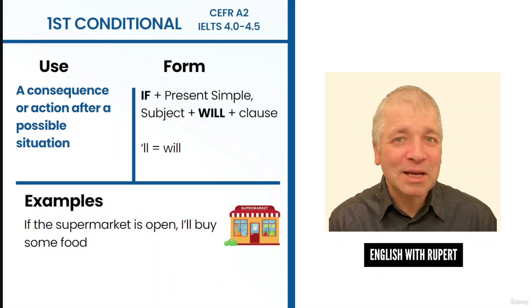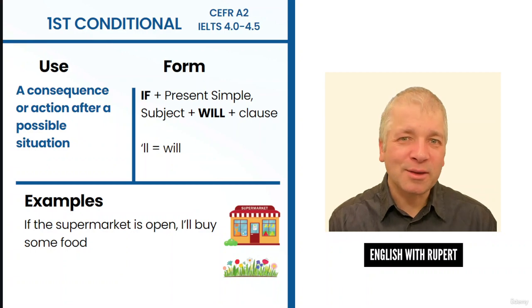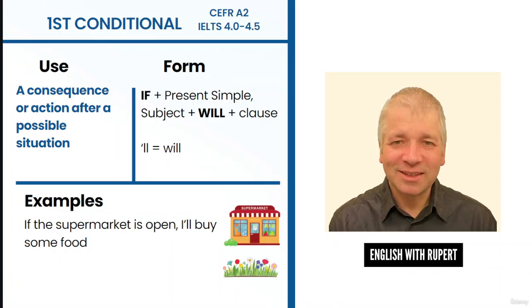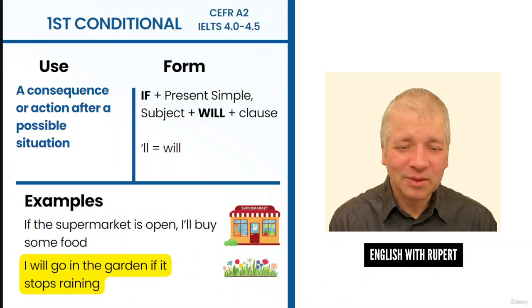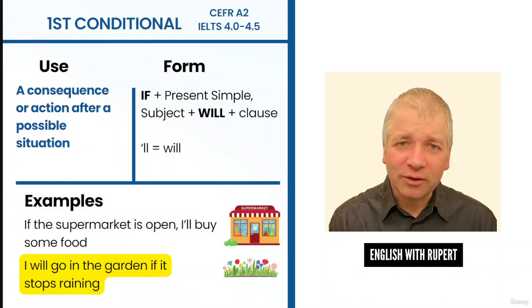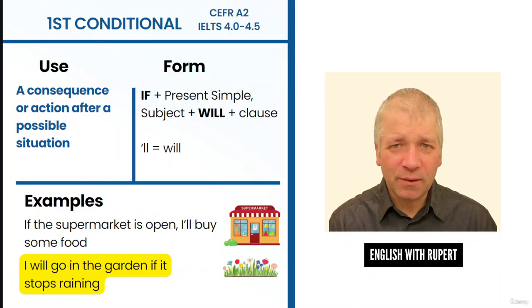Let's look at another example with a small difference. Here are some flowers. Maybe these flowers are in someone's garden. Perhaps we could say this. I will go in the garden if it stops raining.